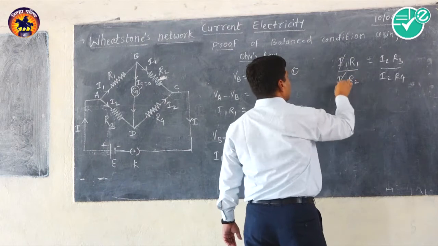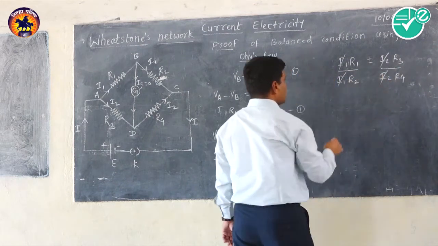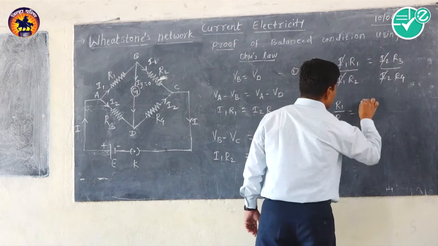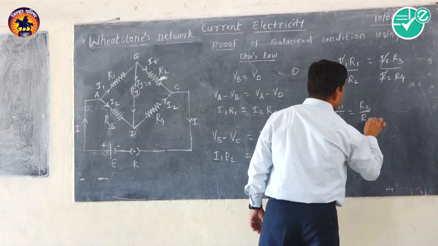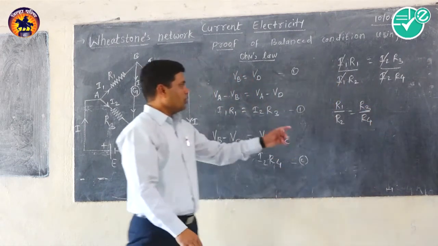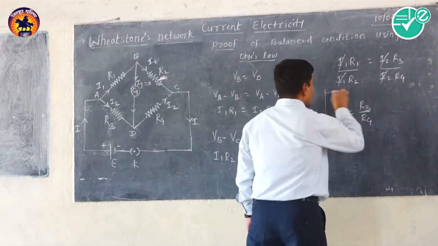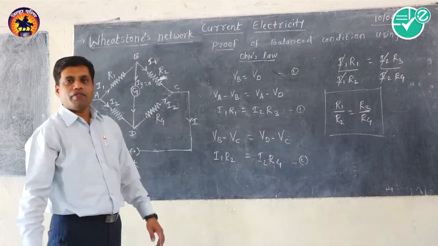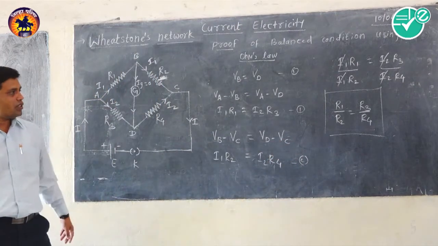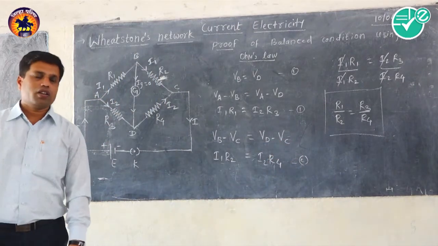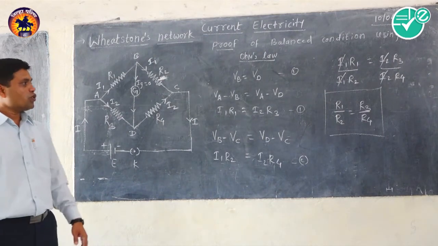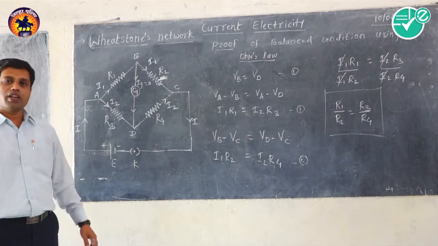Just here I1 will get cancelled, I2 will be cancelled, and we will get the final equation R1 upon R2 is equal to R3 by R4. So this is the proof of Wheatstone's network for balanced condition. When Wheatstone's network is balanced, then the ratio of the resistors, that is R1 upon R2, is equal to the ratio of resistors R3 upon R4.